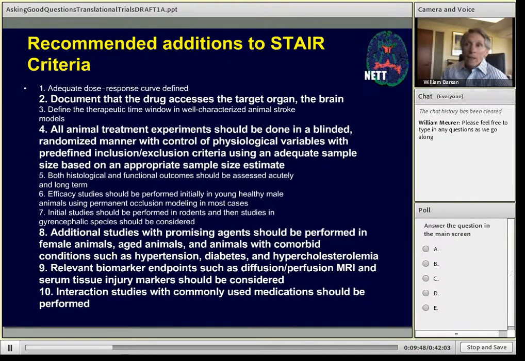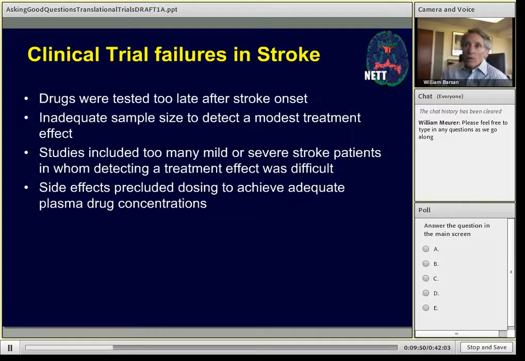So in response to that, there were modified STAIR criteria, and these are the modifications that were made, and they're in bold. The first one, number 2 there, sounds pretty basic: document that the drug gets into the brain. Well, sometimes that wasn't done, and you can look at the other ones there too. So we keep trying to make these better, to ask whether there is a way you can do preclinical trials that will actually predict what's going to be successful in the clinical arena?